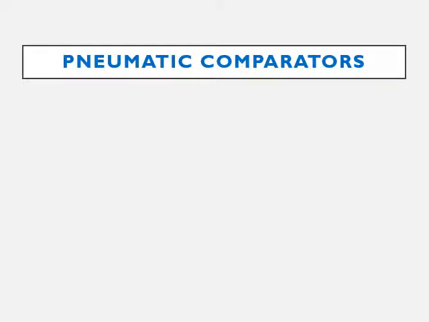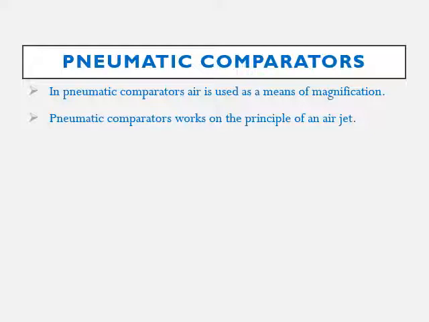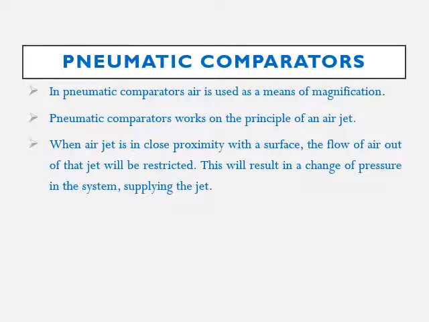Next is about pneumatic comparators. Pneumatic comparators are comparators which use compressed air in principle, as the name itself suggests. So it is about air which is used as a means of magnification. Pneumatic comparators work on the principle of the air jet. When the air jet is in close proximity with a surface, the flow of air out of that jet will be restricted. This will result in a change of pressure in the system supplying the jet.